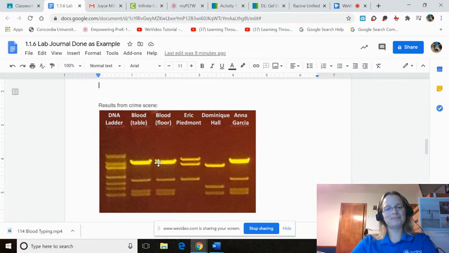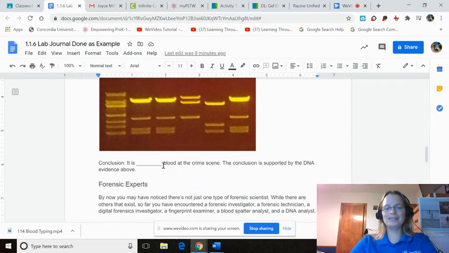That's right, they're the same. So you also have Eric, Dominique, and Anna. And doing the comparison, you'll see that these two match Anna. That's right. It's pretty easy to see. All right, it's Anna's blood.